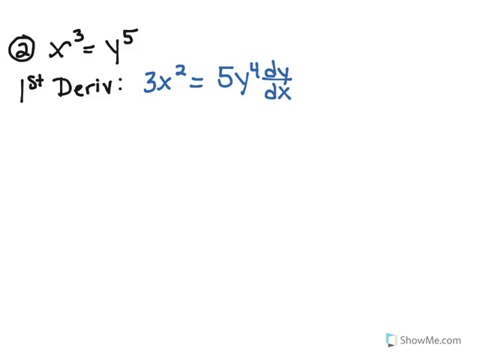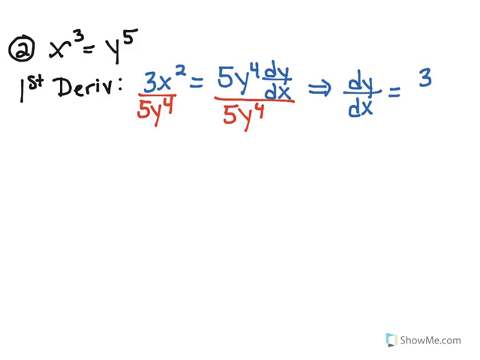And now to solve for dy dx, I only have one step. Get rid of the 5y to the fourth. So when I divide both sides by 5y to the fourth, I'm going to end up getting dy dx is equal to 3x squared over 5y to the fourth. And this is what we're going to use for our first derivative.